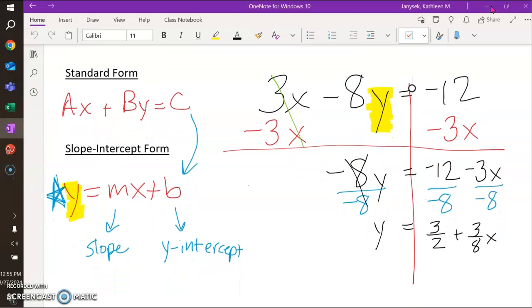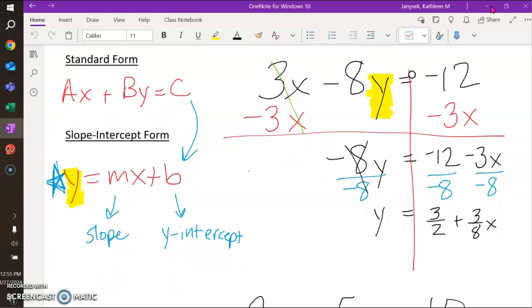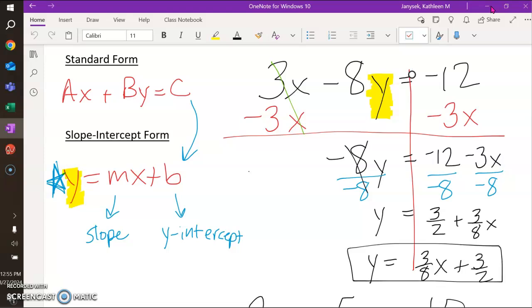Now the last thing for us to do is to switch the two so that the x is first, because now it's going to look a little bit more like y equals mx plus b, where 3/8 is the slope, rise over run, and 3/2 is the y-intercept.